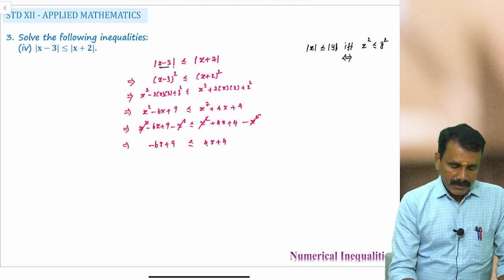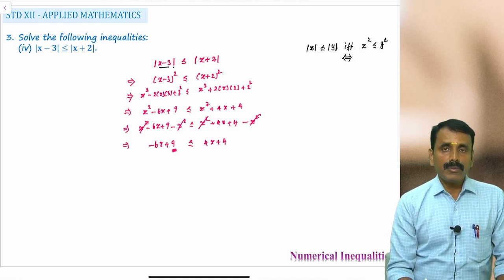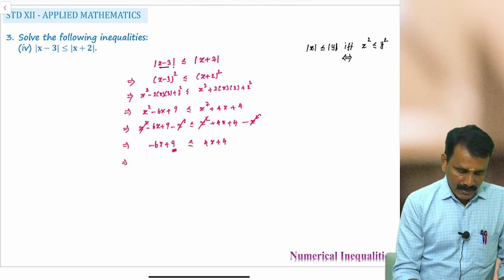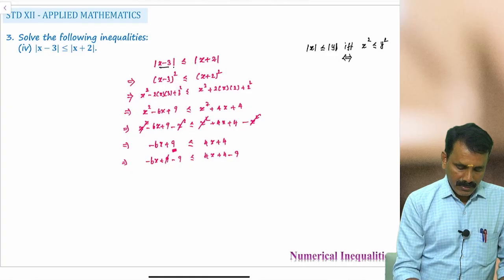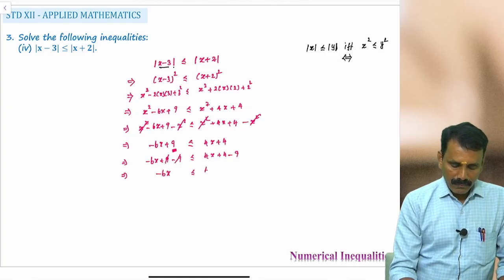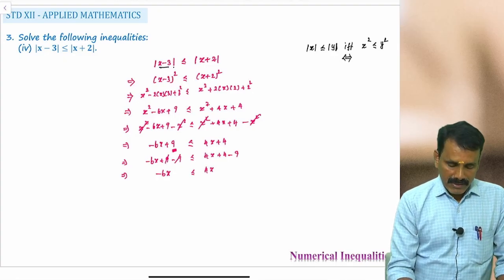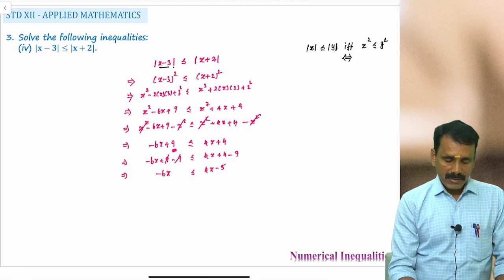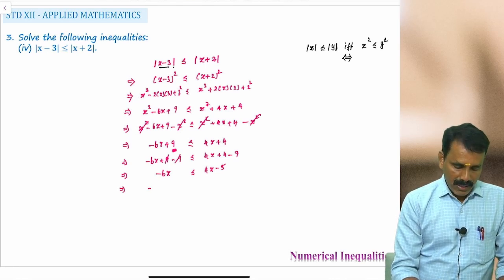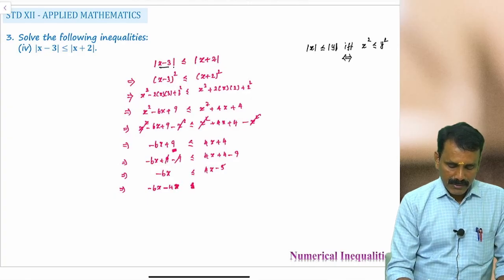Now, we must remove this 9. How to remove this 9? Minus 6x plus 9 minus 9 less than or equal to 4x plus 4 minus 9. So 9 cancels. So we get minus 6x less than or equal to 4x plus 4 minus 9, which is nothing but minus 5. Now, I want to eliminate plus 4x on the right hand side. So the additive inverse of plus 4x is minus 4x. So we add minus 4x on both sides.